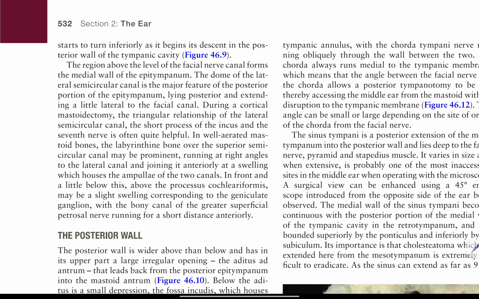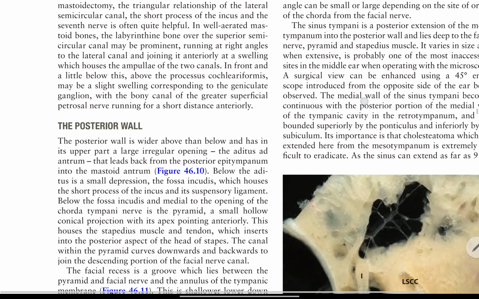In a well aerated mastoid bone, the labyrinthine bone over the superior semicircular canal may be prominent, running at right angles to the lateral canal and joining it anteriorly at a swelling which houses the ampullae of the two canals. In front and a little below this, above the processus cochleaformis, may be a slight swelling corresponding to the geniculate ganglion, with the bony canal of the greater superficial petrosal nerve running for a short distance anteriorly.